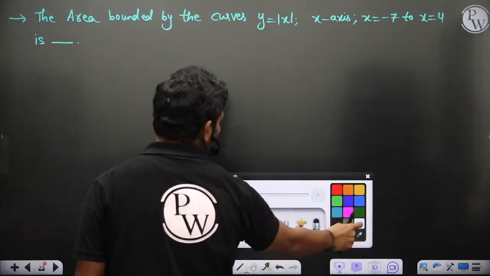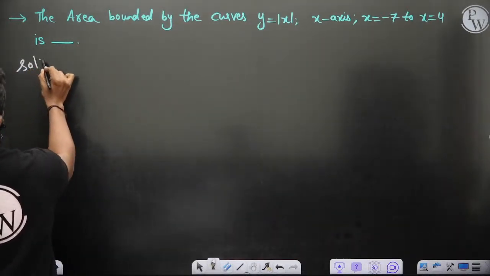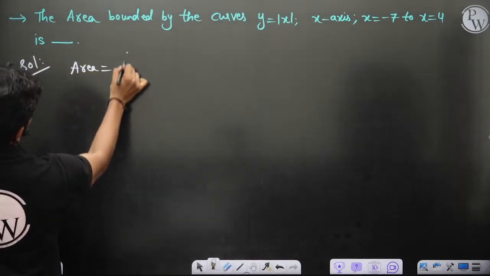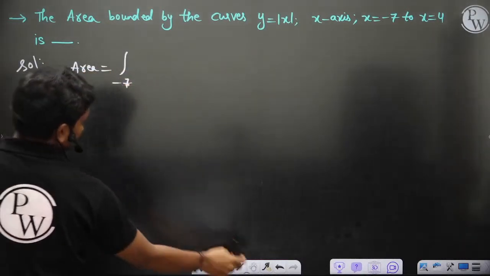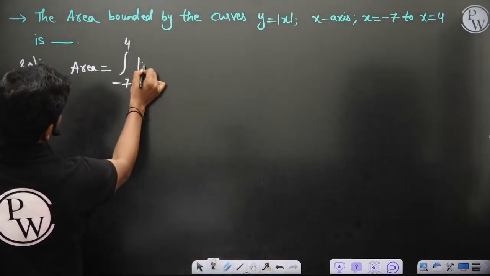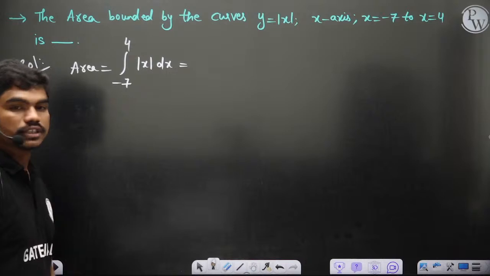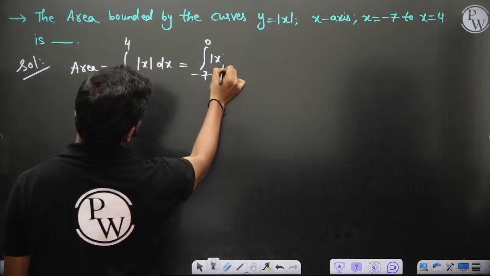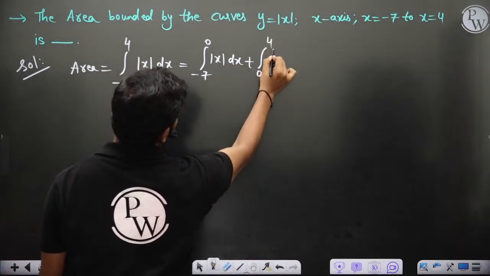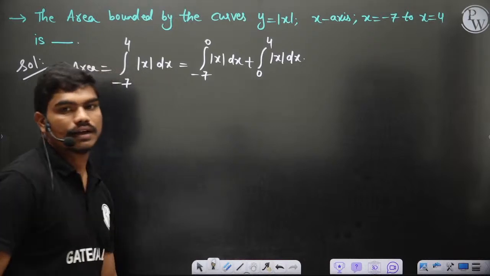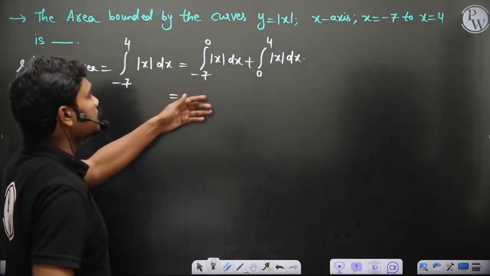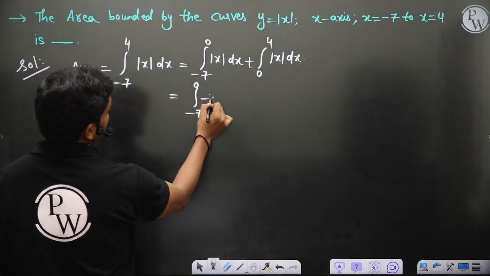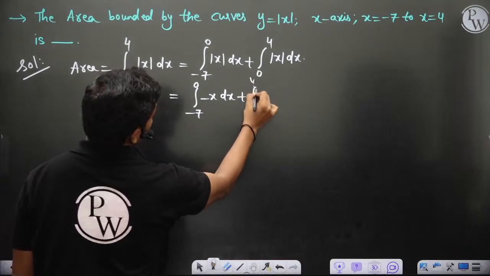So let's solve. How I confidently told it is, what many of you have tried is, clearly mod x is positive. So the area bounded is equal to the integral from -7 to 4 of mod x dx. Ultimately, this mod function is not differentiable at x equal to 0, so you should split this integral: integral from -7 to 0 of mod x dx plus integral from 0 to 4 of mod x dx. This is what many of you have understood. Clearly, from -7 to 0, x is negative, so the mod function is -x. So integral from -7 to 0 of minus x dx plus integral from 0 to 4 of mod x dx.